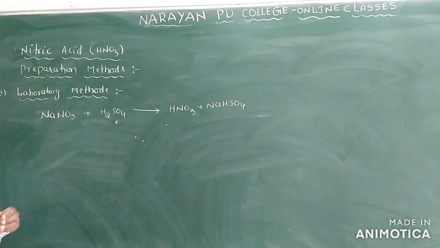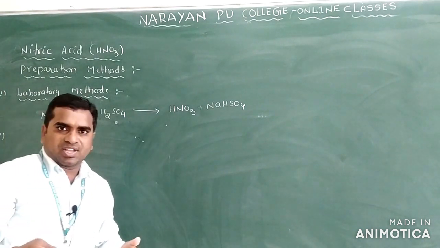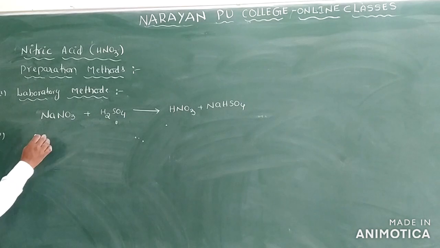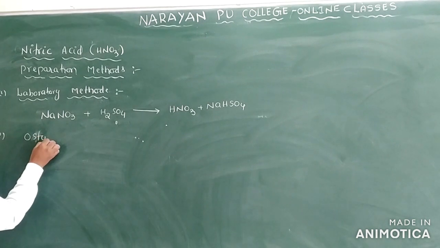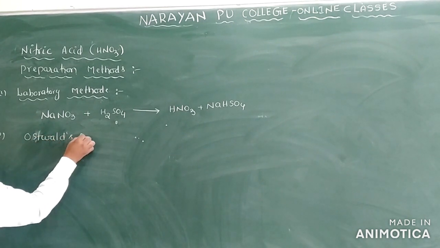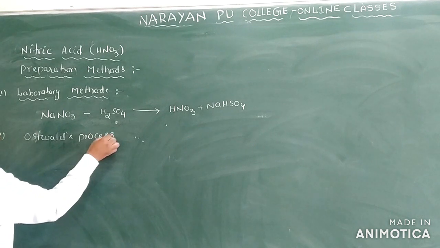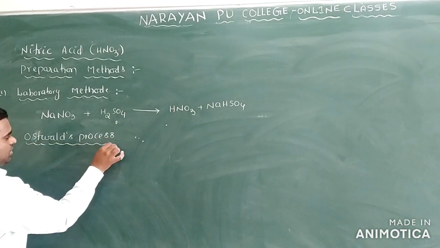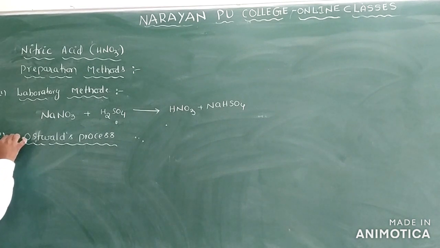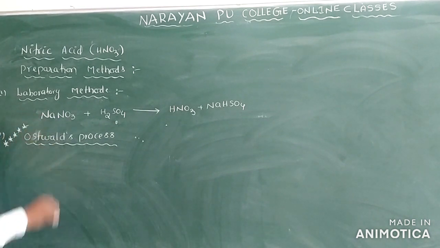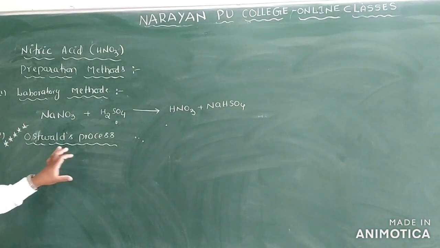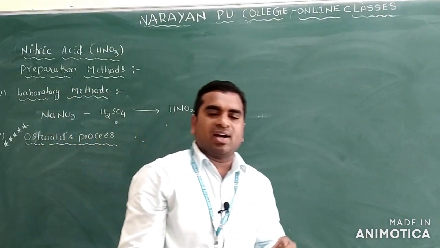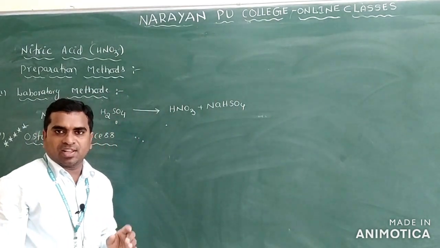It is small scale that we prepare this way, and if you want to prepare on a large scale, you have to follow one method that we call the Ostwald process. Very important. This is for your PU examination, 3 marks. So you have to put star marks here. I already mentioned the Haber process, and the second one is the Ostwald process. By using the Ostwald process, we prepare nitric acid. So how to prepare?